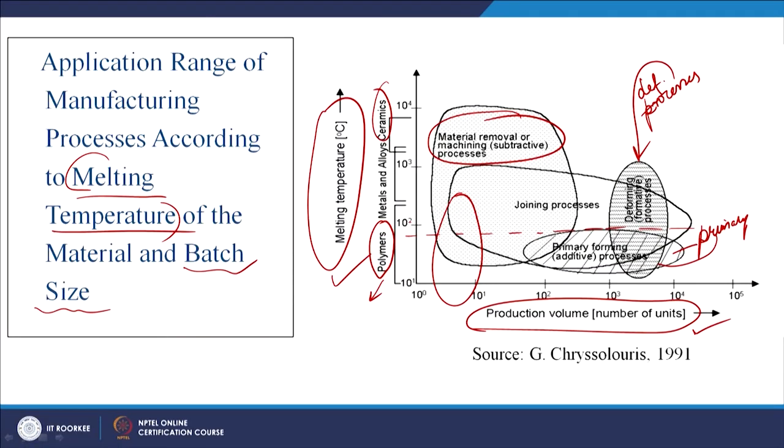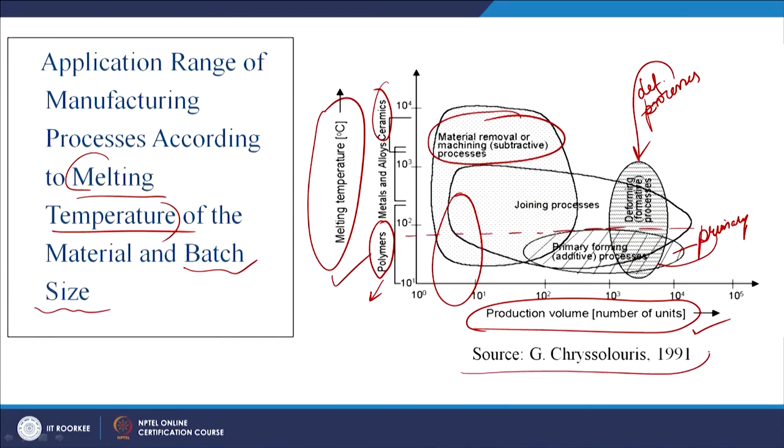If the production volume is small, we must not go for deformative processes, because the cost of the die, the equipment, and the machines may not be justified if we have to deform only a small batch size or a small quantity of products. So based on the production volume, the melting temperature of the materials, and the type of materials that are going to be used for the product design, we can judiciously select a manufacturing process. This diagram has been taken from this book. The source is given, and if you follow this book, from this important diagram you can get further insights into the selection of the manufacturing process depending upon these two important criteria of melting temperature as well as production volume.